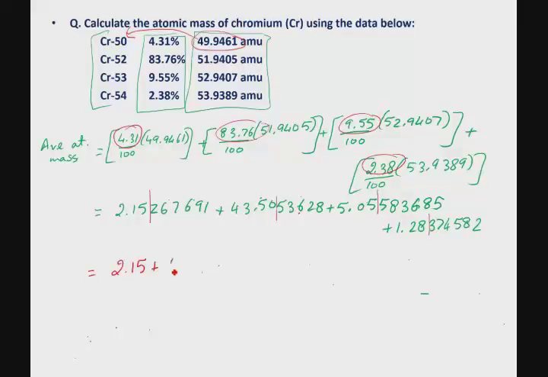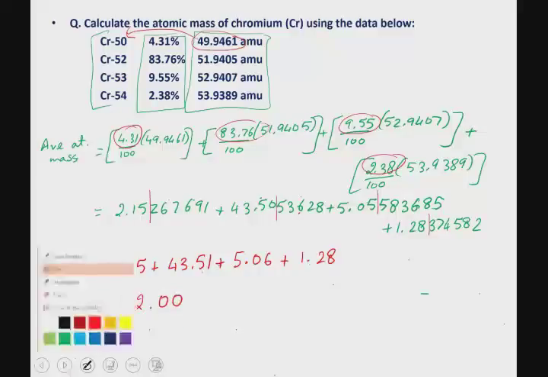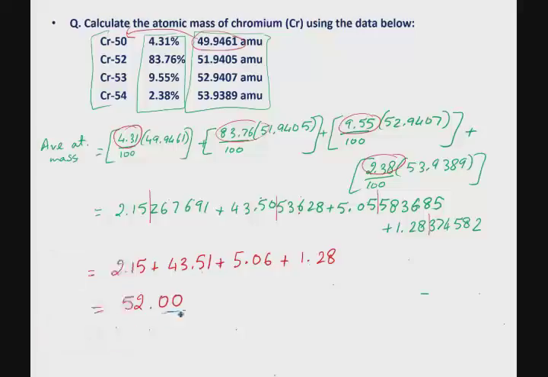2.15 plus 43.51 plus 5.06 plus 1.28. And then when you add these together, we get an answer of 52.00. You have to give this answer in 2 decimal places because each of the numbers you added together had 2 decimal places as well.